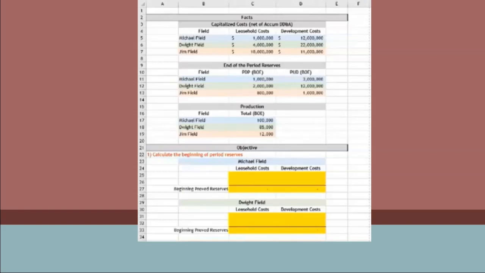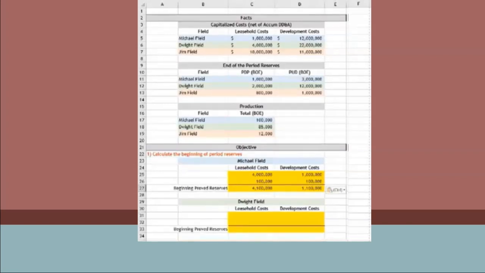But as you can see, it's set up so that the first step is to calculate your beginning of period reserves. The second step would be to calculate the depletion rate. And then you would take that depletion rate and multiply it times the depletion expense. But for the sake of time, I'm just going to quickly plug and chug on some of these numbers.